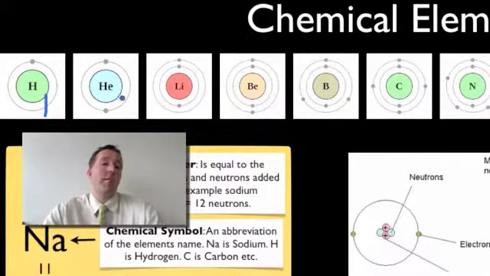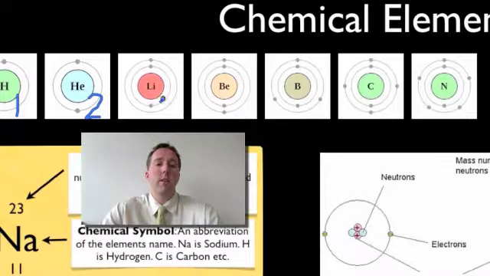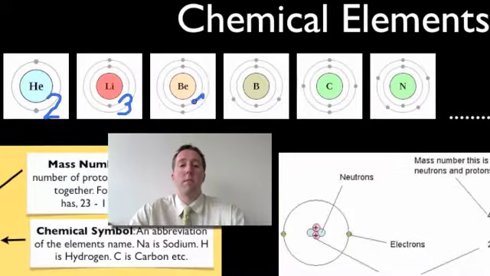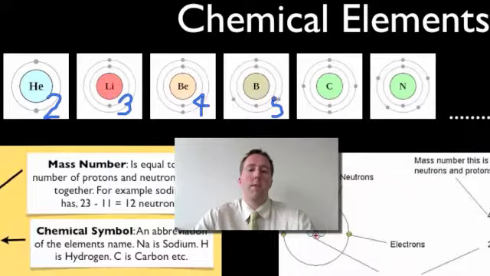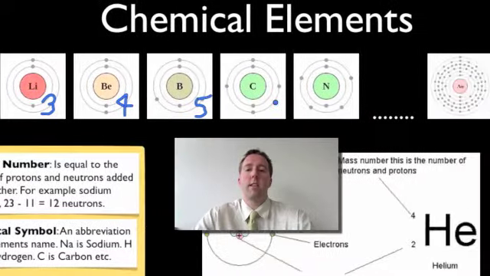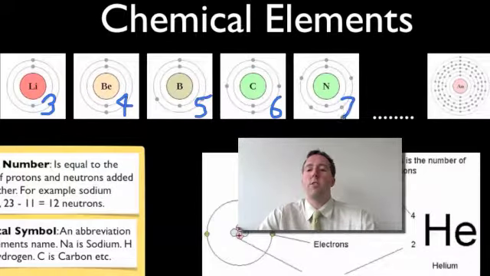Helium is another type of atom. All helium atoms have got two protons in their nucleus. Lithium's another one. It's got three. If you're an atom and you've got three protons in your nucleus, you're lithium. Beryllium, all beryllium atoms have got four protons in their nucleus. Boron, you can see where we're going with this, 5 protons. Carbon has got 6 protons in its nucleus. Nitrogen's got 7 protons in its nucleus, and it goes on.